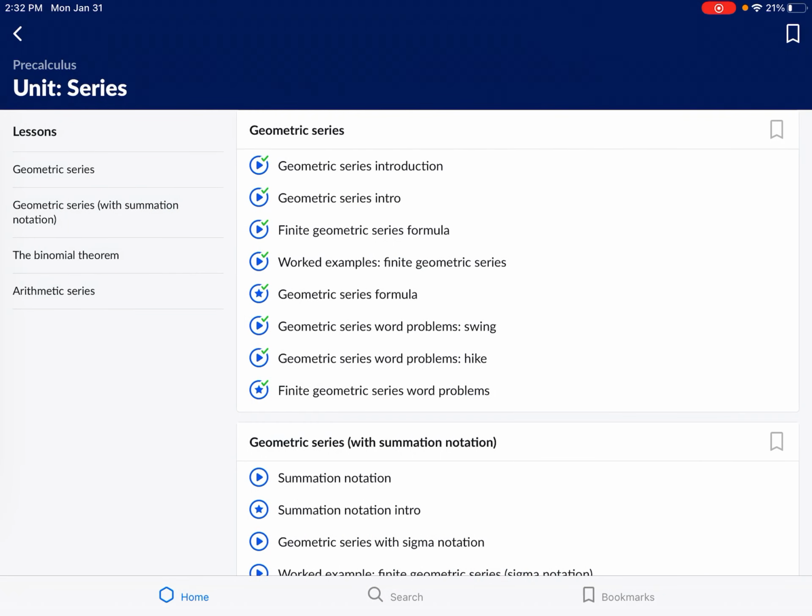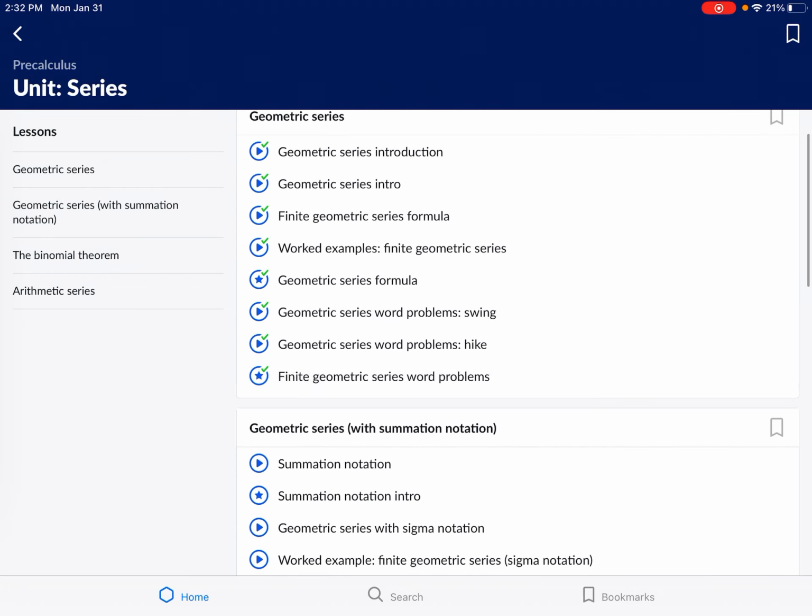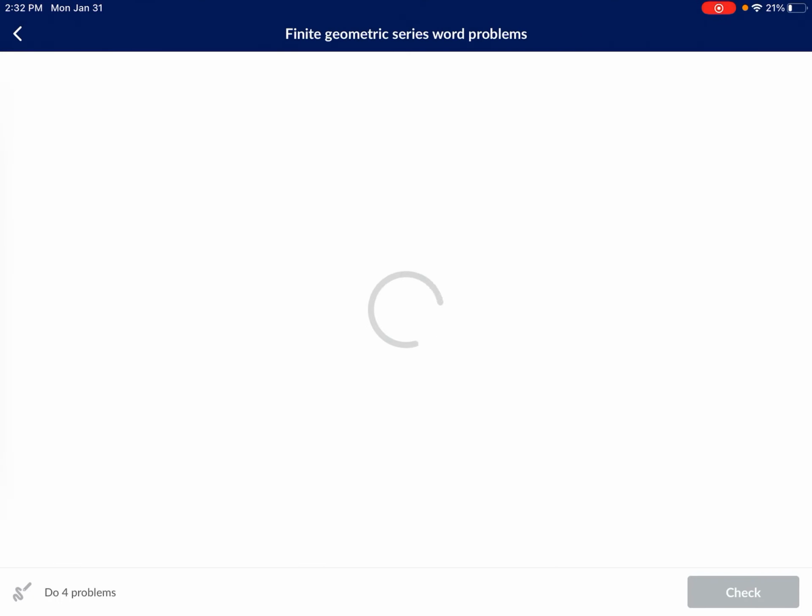Alright, that's the first one. That's this one over here. Now you have this one with the word problems.